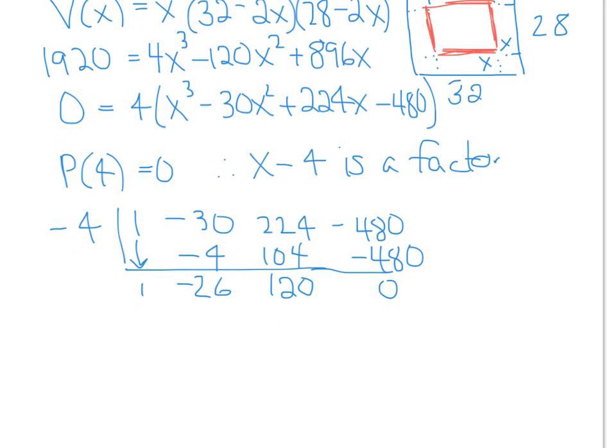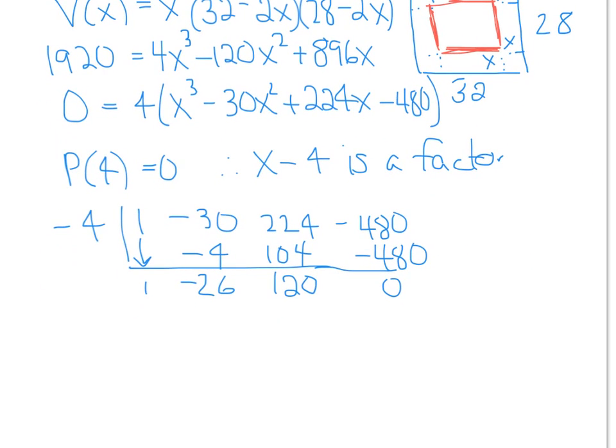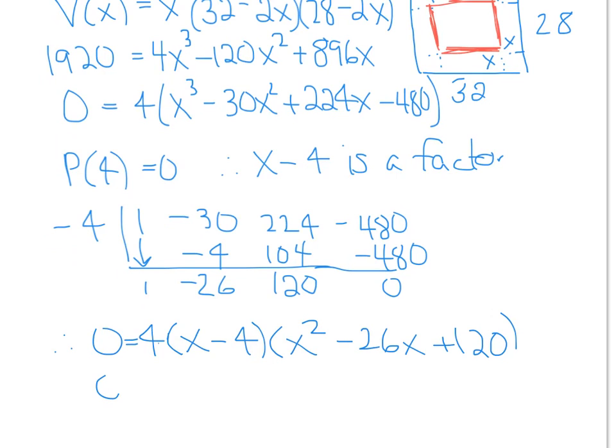Okay, so what do we have so far? Let's go straight to our equation. We have 0 equals 4 times x minus 4. We had a common factor of 4 in front that we pulled out so that it was a little bit easier to divide. And then we're left with x squared minus 26x plus 120. And that continues to factor. I get 4 times x minus 4, x minus 20, and x minus 6.